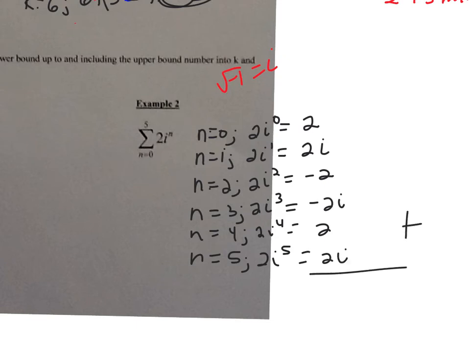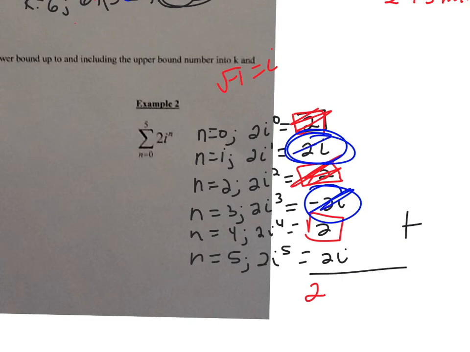Okay, so we add them up. So I have 2 minus 2, so that's 0. And then I have plus 2. Remember, I'm just combining like terms. 2i minus 2i, well, that's 0. And then I have plus 2i. So my answer is 2 plus 2i.